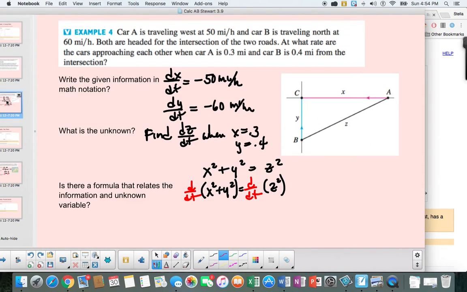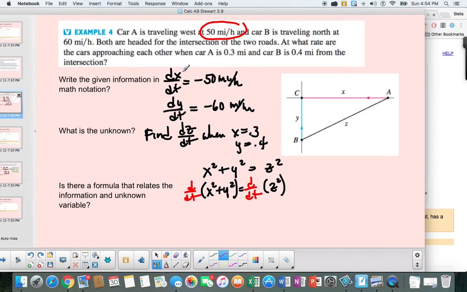Let's look at another problem. This is a typical problem where two cars are heading in different directions. Either they can go toward each other or away from each other. In this situation, car A is traveling west and car B is traveling north. Now I'm going to write this in terms of calculus.